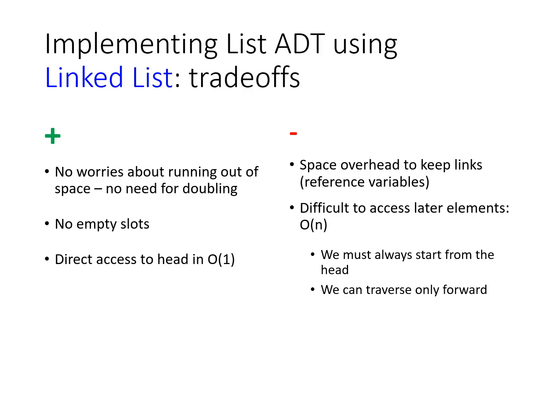On the other hand, we have space overhead to keep links. Those are reference variables in each node. So together with each piece of information in the sequence, we also have a reference variable for the link. There is a difficulty to access later elements. It still will take O(n) because we must always start from the head and traverse forward. So the efficiency of getting an element by position available with the array implementation is gone.